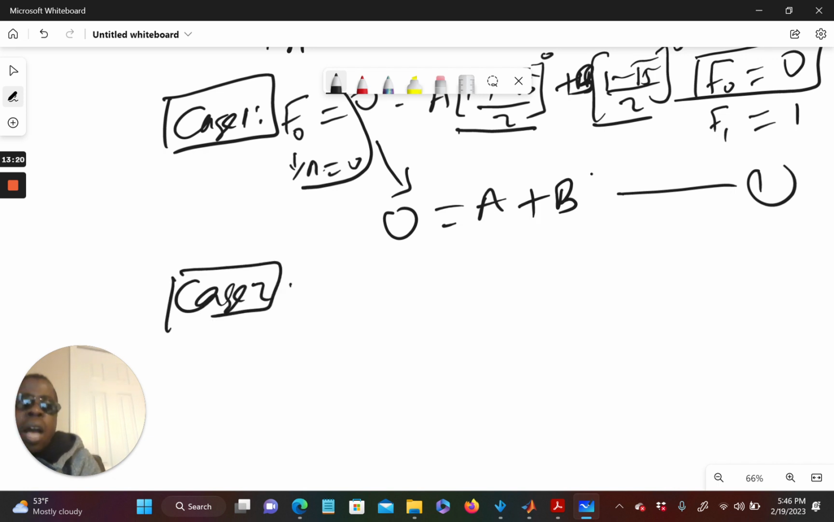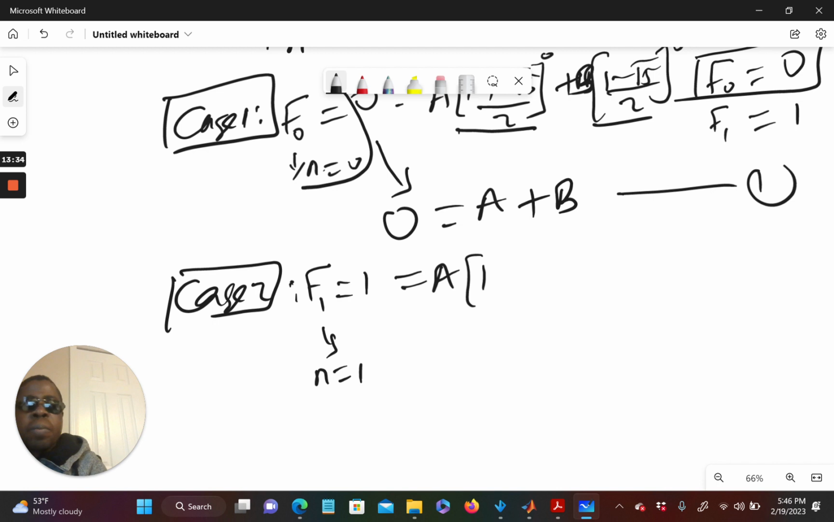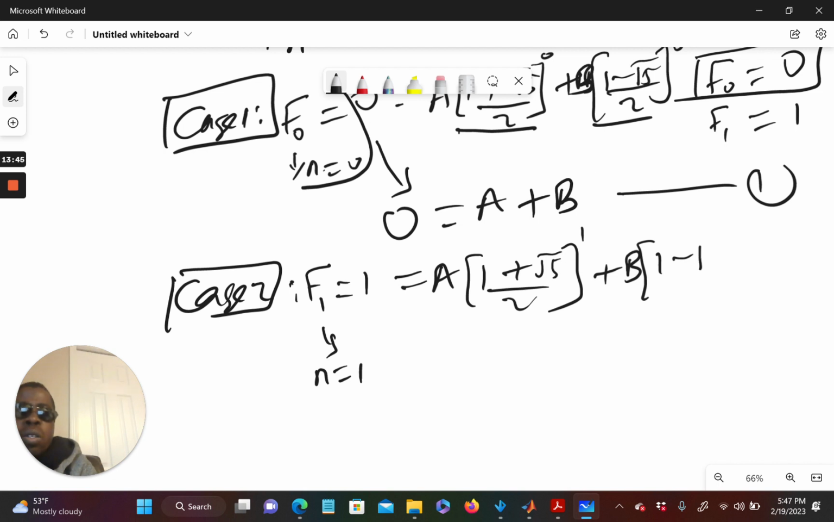Case number 2, I have to use the second initial condition, which says f1 equals 1. In this case, your n is 1. So that will be a into, again, our x1, which is 1 plus root 5 over 2, raised to power 1, plus b into 1 minus root 5 over 2 raised to power 1. Let me call this equation star.